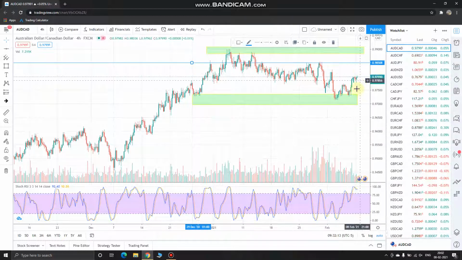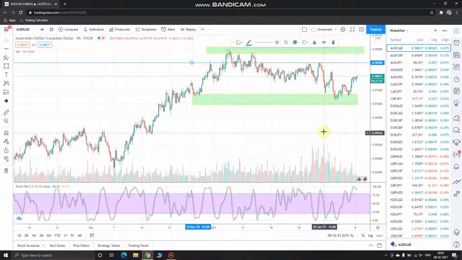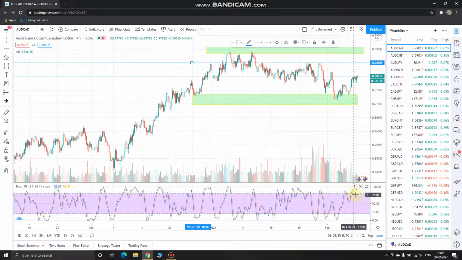Okay, and right now it's trading at 0.9799. So right now I'll say that if you want to trade this Australian dollar, Canadian dollar, then just be cautious because there is not much movement, and the stochastic RSI indicator is also indicating that the market is in overbought territory. So there is a high chance that it will come down for some rest.